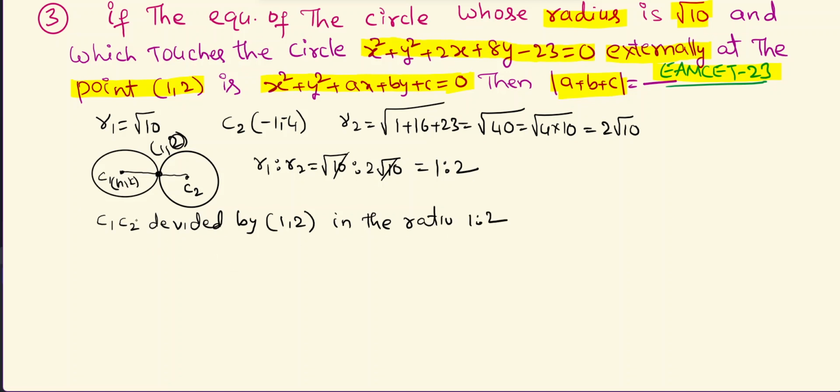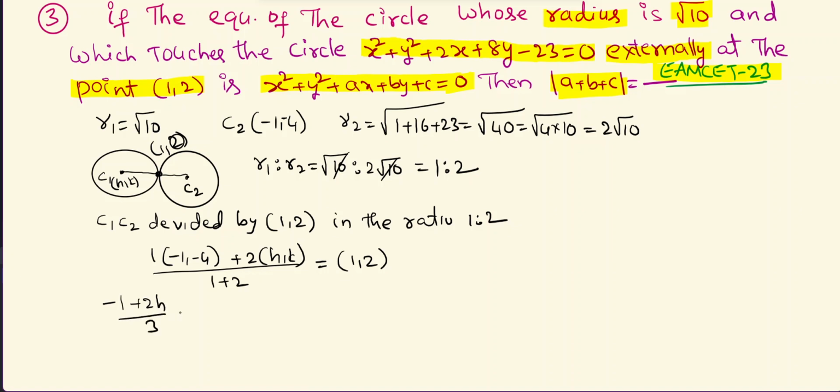We know the formula for internal division: (m x2 plus n x1) by (m plus n). Here 1 into the second point, the center of the second circle, minus 1 comma minus 4, plus 2 into the first point h comma k, divided by 1 plus 2, is equal to the given point 1 comma 2. Write down the x coordinates: minus 1 plus 2h by 3 is equal to 1, and the y coordinates: minus 4 plus 2k by 3 is equal to 2.